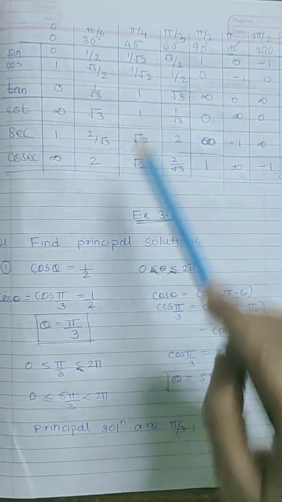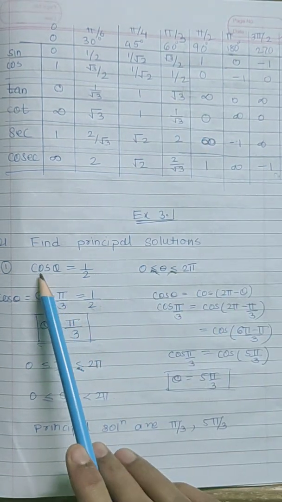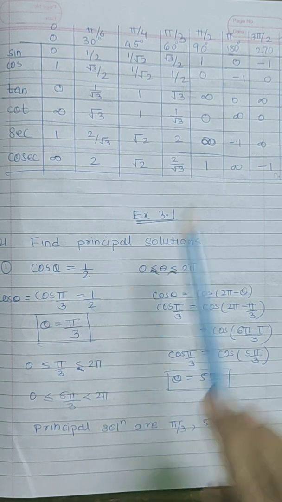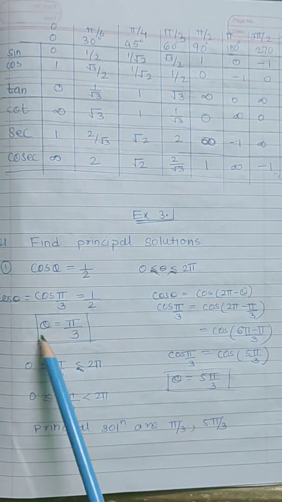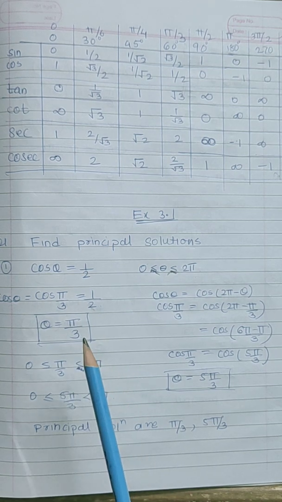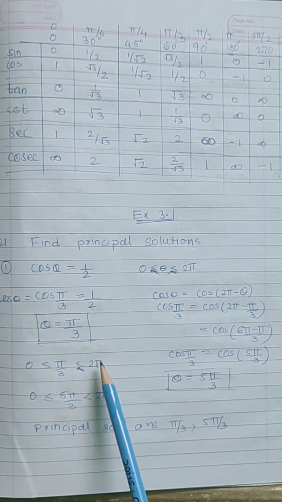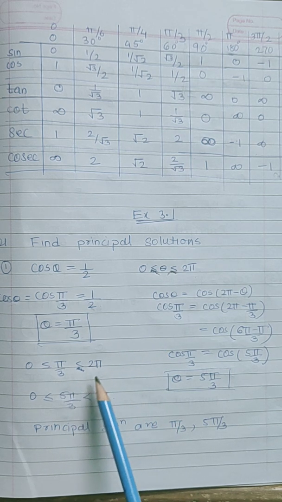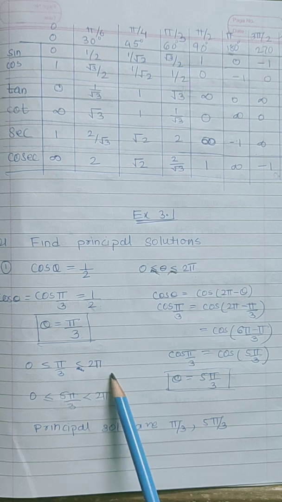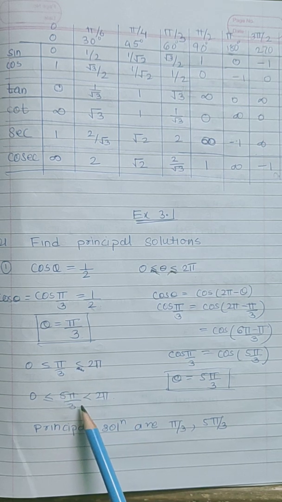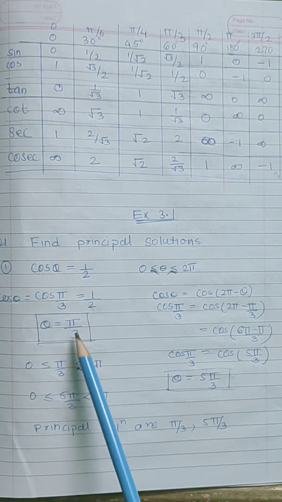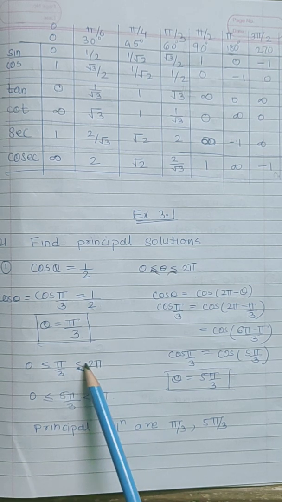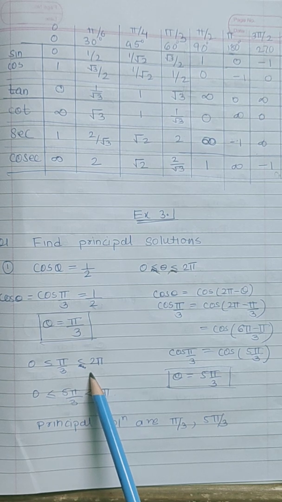So you have to first see in the table, cos theta is equal to half, means cos pi by 3 is equal to half, see in the table, and theta is equal to pi by 3. Now what is our condition for the principal solution? The angle should lie between 0 and 360. So between 0 and 360 means pi by 3 lies between 0 and 2 pi. Therefore this is the first principal solution.